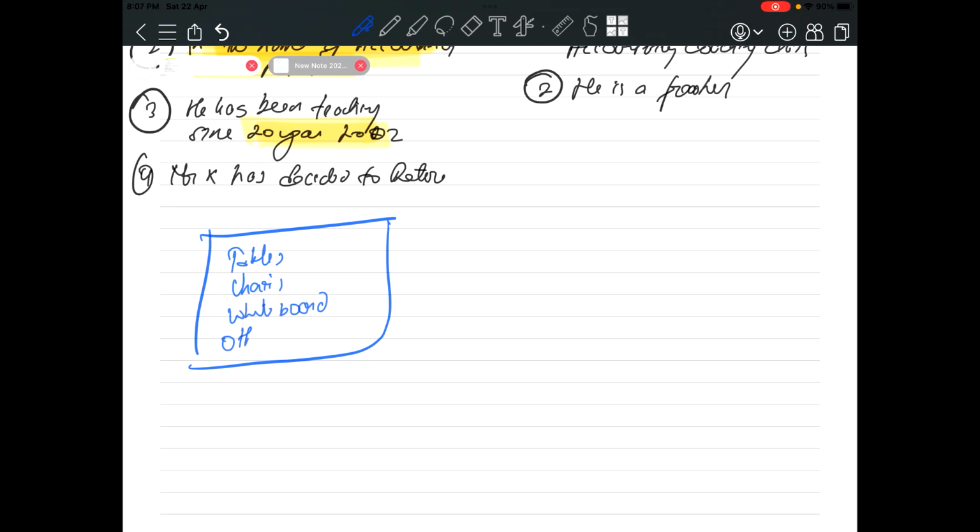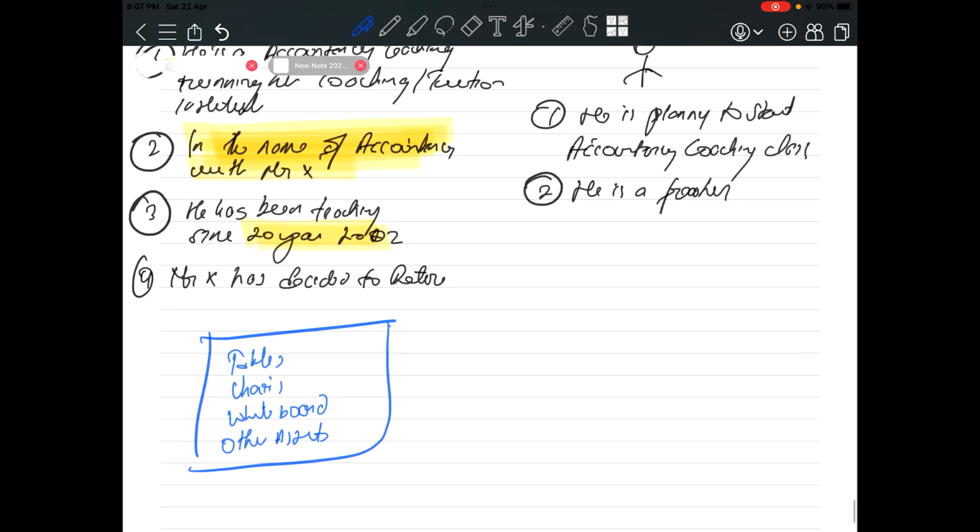Okay, and other assets. He will have all the assets which are required to run a coaching business, to run a coaching class. Now Rahul is a fresher. He will not have any assets as of now. He'll have to purchase everything.